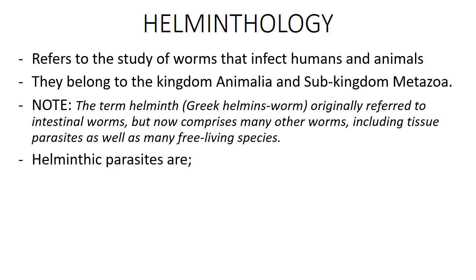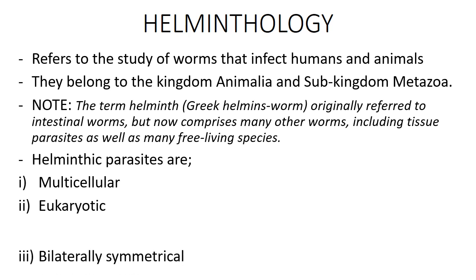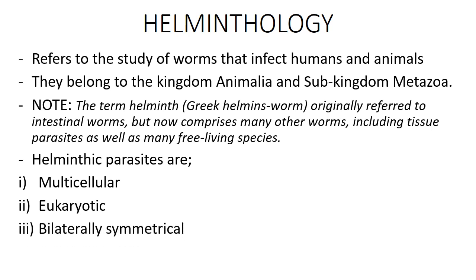Now let's look at some of the characteristics of these helminthic parasites. Number one, they are multicellular, which simply means that they are also eukaryotic. Okay, and they are bilaterally symmetrical, which means that when we cut them they are able to produce two equal sides, and they are triploblastic, which simply means that they contain all germ layers, which are the endoderm, mesoderm and ectoderm.